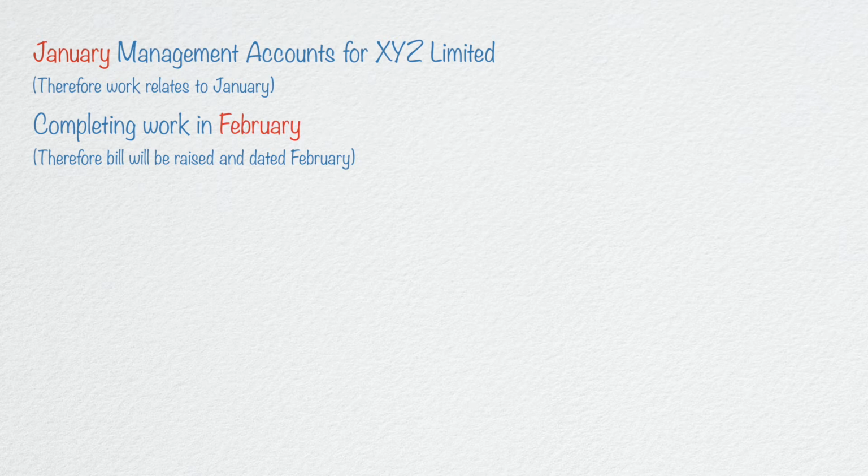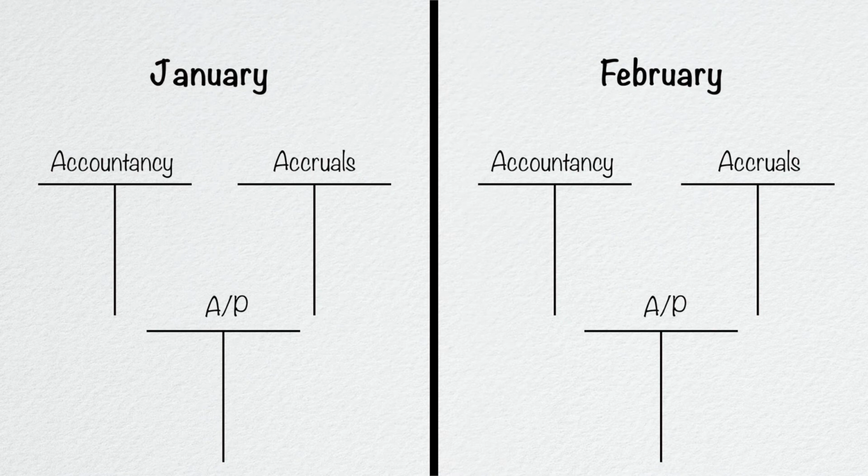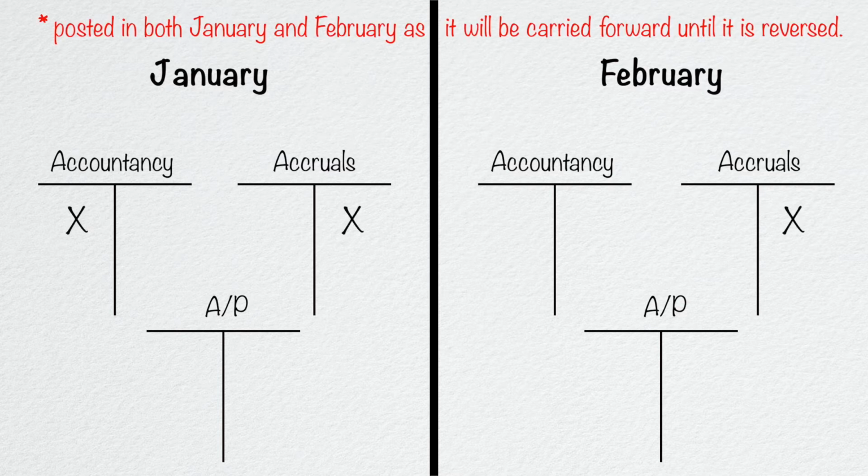So let's post an accrual for this. We know the cost needs to hit the P&L in January, so we post our accrual on the 31st of January. Our double entry for this is debit accountancy expense in the profit and loss and credit accruals in the balance sheet. Perfect, we've captured the cost in January.